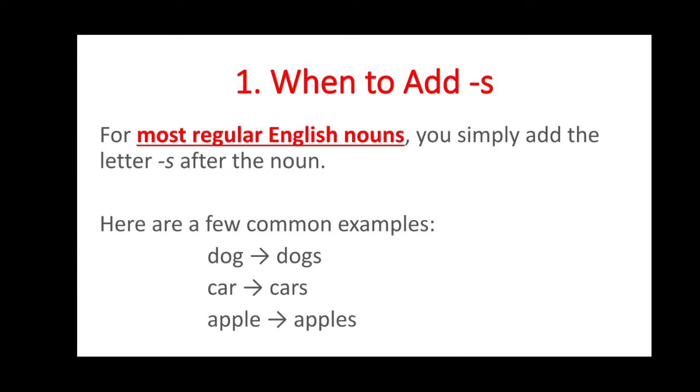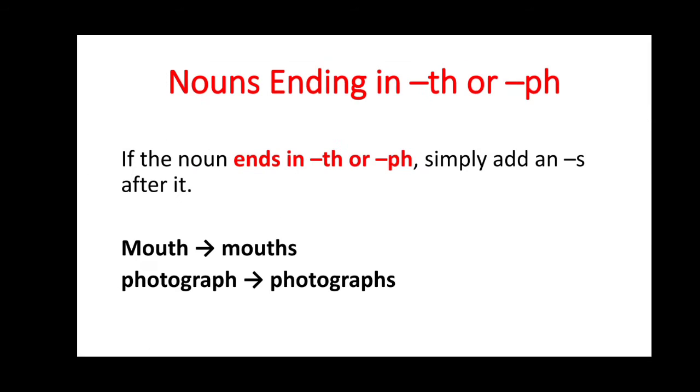When to add s. For most regular English nouns, you simply add the letter s after the noun. Easy, right? Here are a few common examples: dog, dogs, car, cars, apple, apples. Nouns ending in th or ph. If the noun ends in th or ph, simply add an s after it. Some common examples of such nouns are mouth, mouths, photograph, photographs.